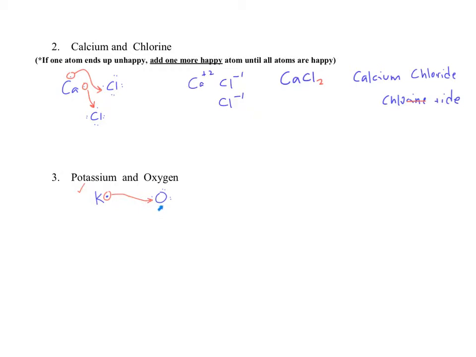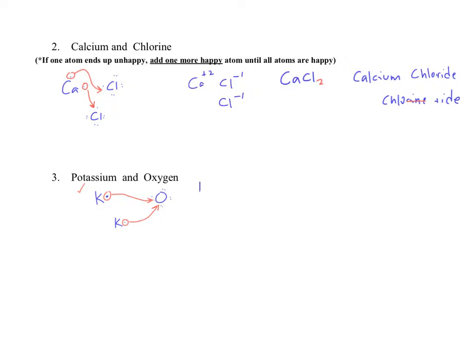So it needs to fill up this pair. So in order to do that, it needs to go and find a second potassium atom. And that potassium atom is going to take its electron and make oxygen happy. So now, if you look at it, now I've got 2, 4, 6, and 8 valence electrons. So now oxygen is happy.